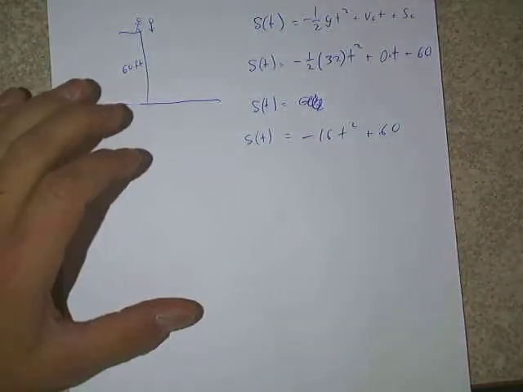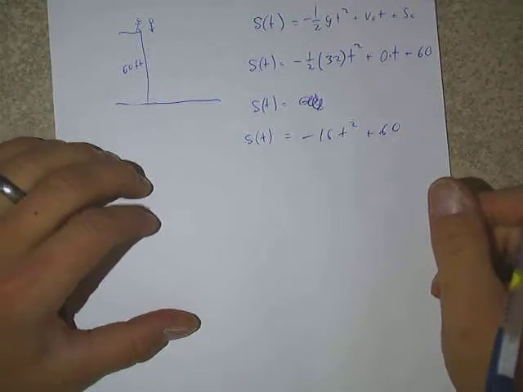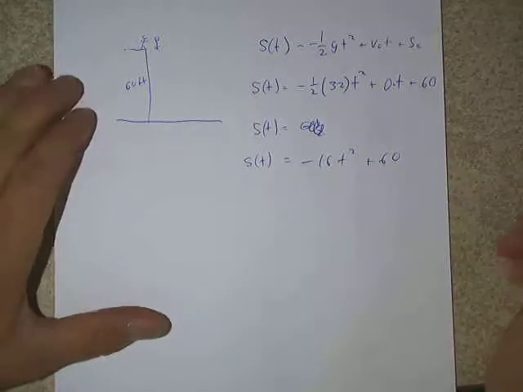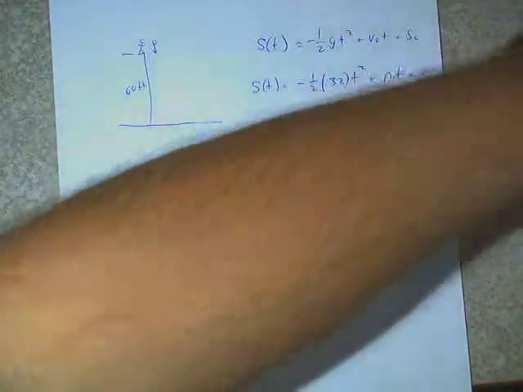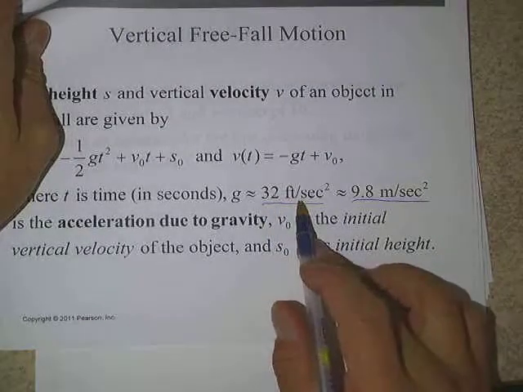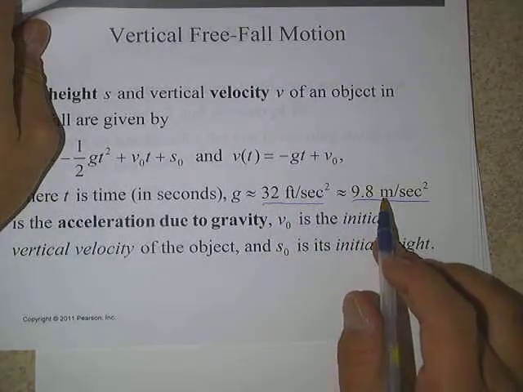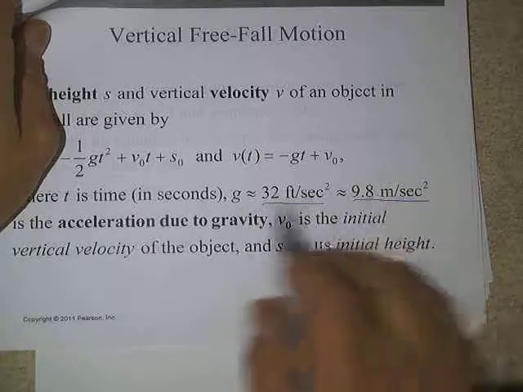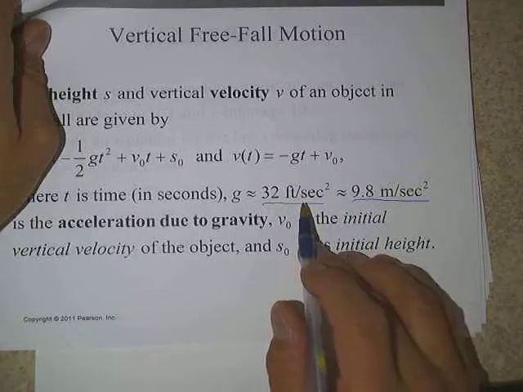And then my s sub 0 here is going to be 60. That's my initial height. So with that said, if I simplify that, my equation for the height at any time is negative 16t squared plus 60. That equation right there is going to give me the height of the rock at any time.